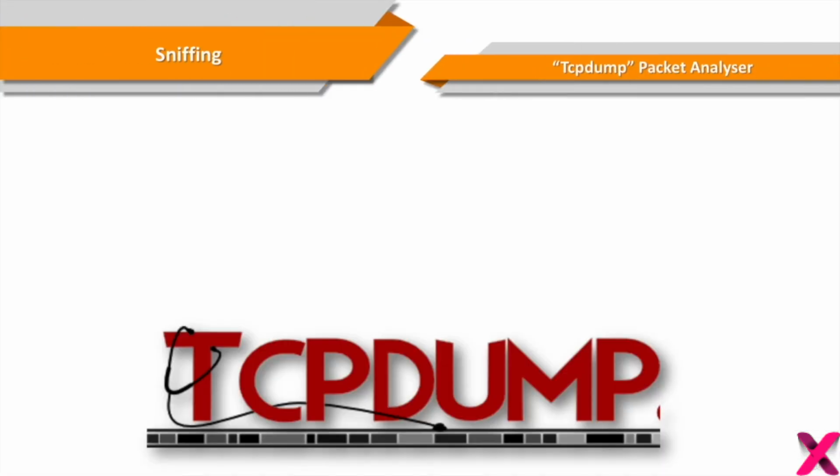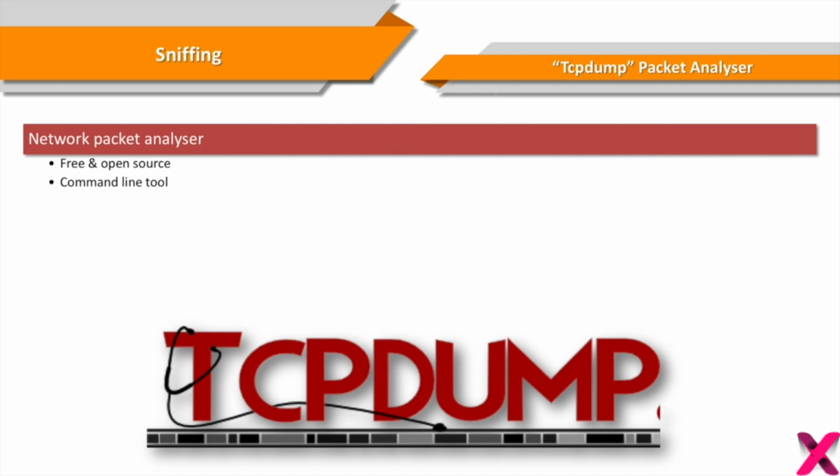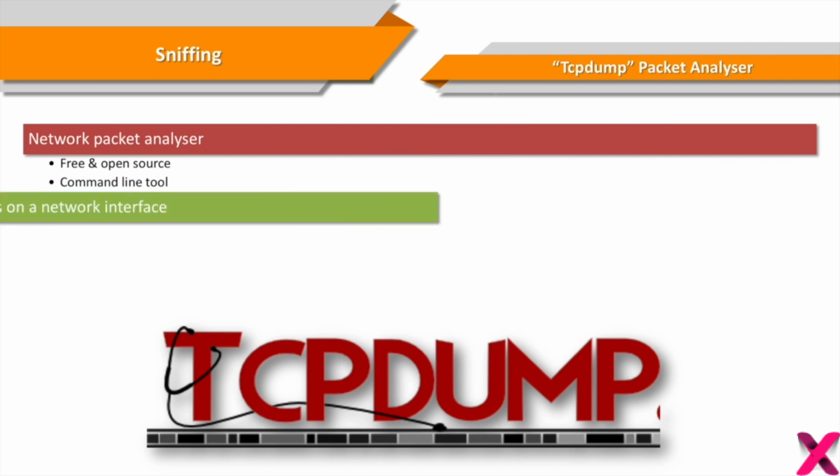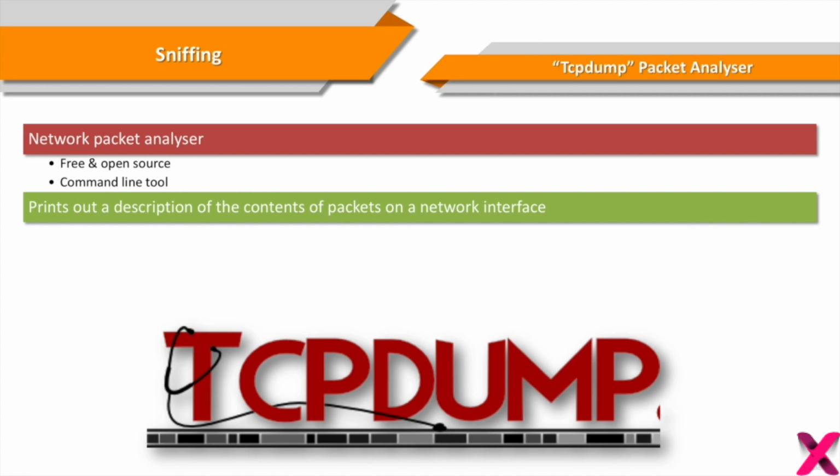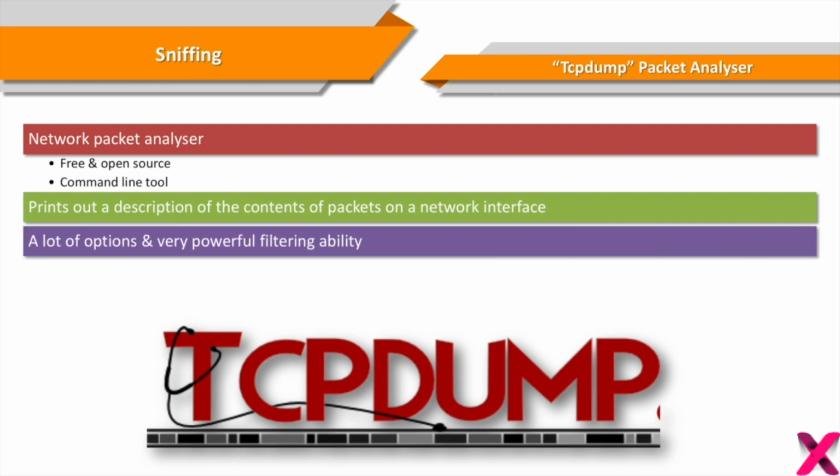TCP Dump is a free, open source, very common, and fast packet analyzer that runs under the command line. It prints out a description of the contents of packets on a network interface that match the Boolean expression given as a parameter. TCP Dump has a lot of filtering options. We'll discuss some of them in the next slide.